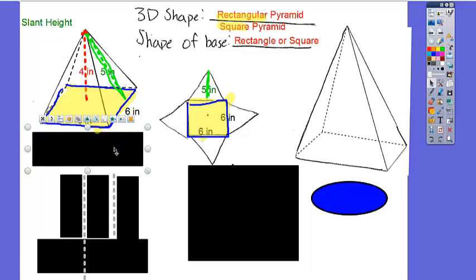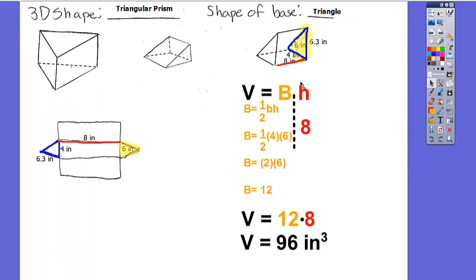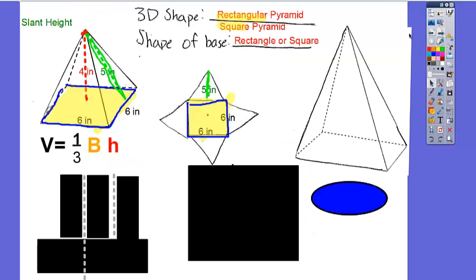So if you look on your formula charts, you should see the formula for volume of a pyramid is 1/3 area of the base times the height. So 1/3 big B times H. So this formula is the exact same as the prism formula from yesterday. Remember over here that was volume equals big B times H, except for it has the 1/3. The reason for that is that instead of having two bases and just filling it all the way, it's coming to a point, so you only have 1/3 of that.